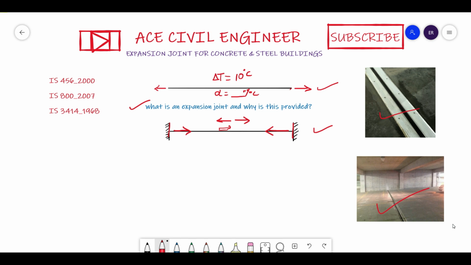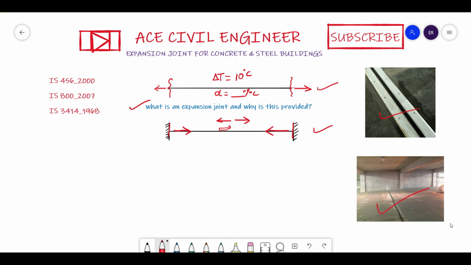Here indirectly you have created an expansion space for it. Here also you have provided an expansion space. This expansion space allows the member to expand freely. That is the reason why we provide this expansion joint, friends.